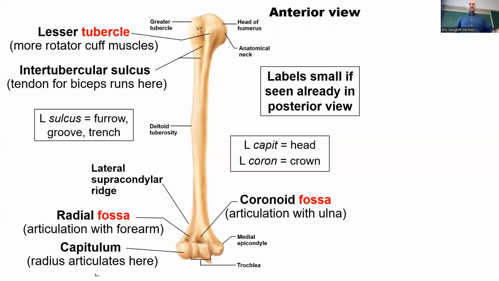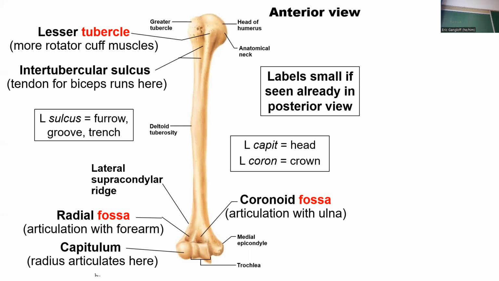If we look at it from the anterior view, we can see some of the same features. You can still see the head of the humerus, the greater tubercle. Here we can see another tubercle called the lesser tubercle. It's basically the little cousin of the greater tubercle. Again, attachment points for some of those shoulder muscles. We have this groove here where a tendon attaching your biceps muscles runs, called the intertubercular sulcus.